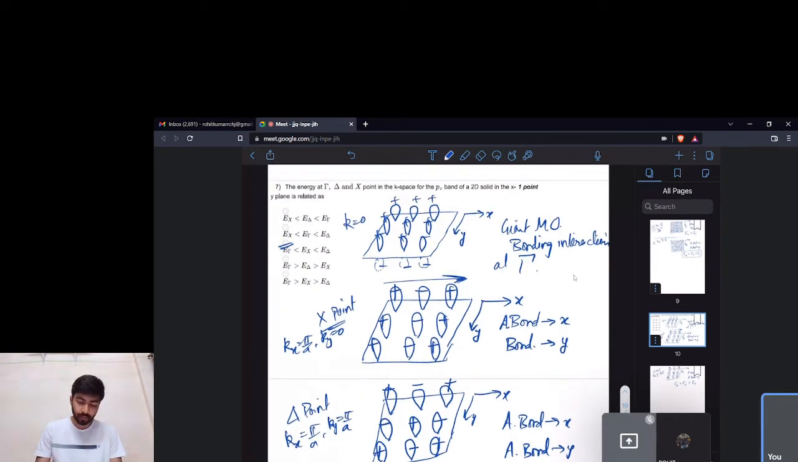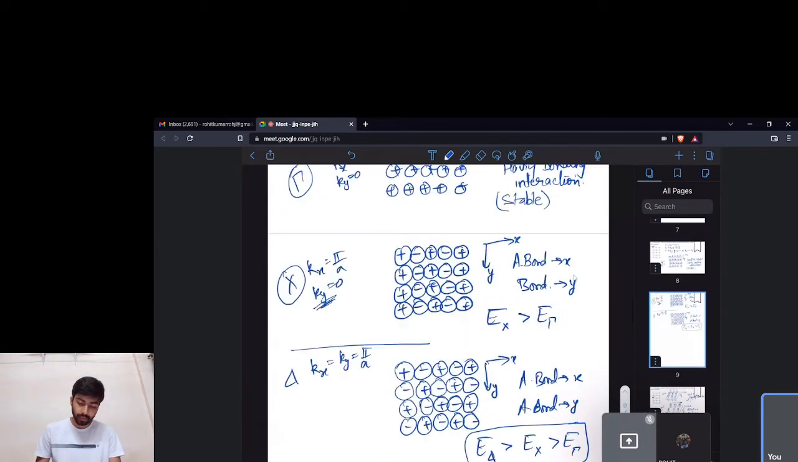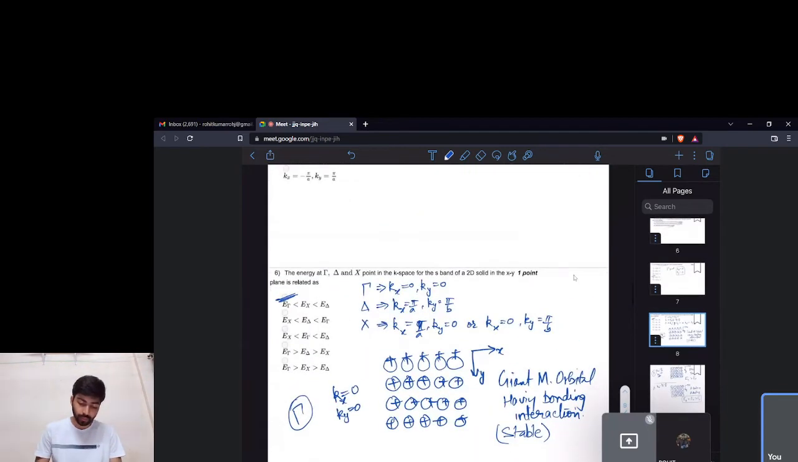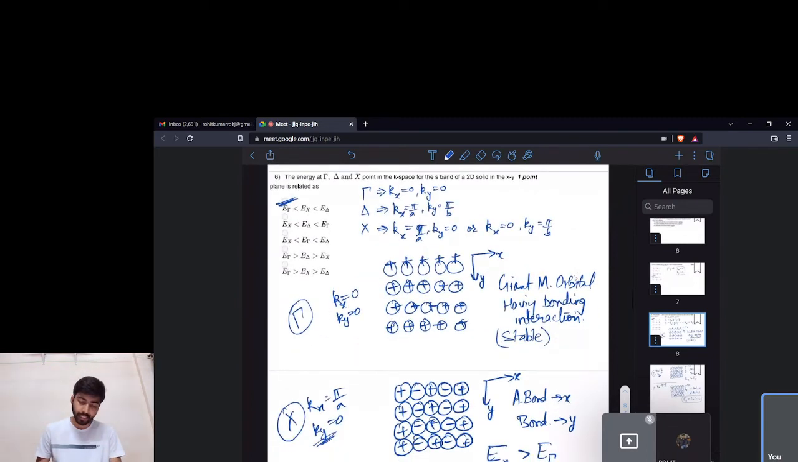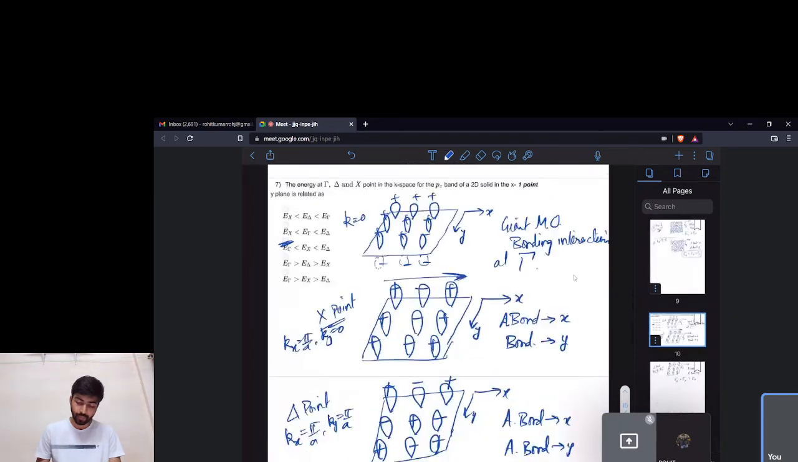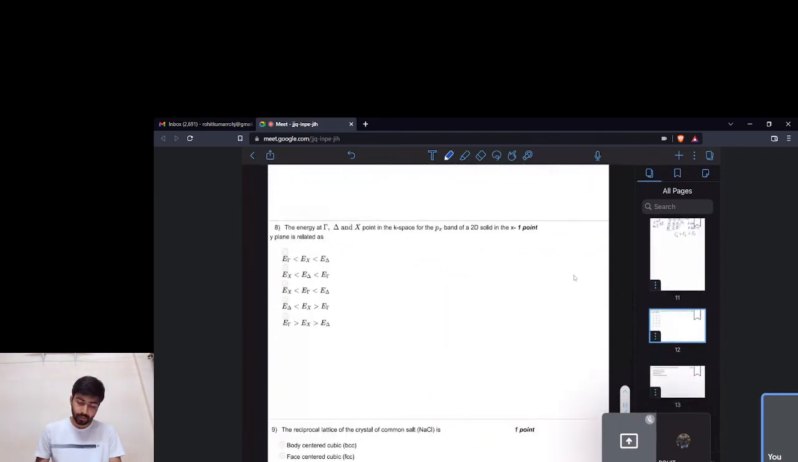This is similar to what we observed in the case of the s band. Now our next question is the energies of again the same thing, but for the px band of a two-dimensional solid. Now how would the px band look in a two-dimensional solid?